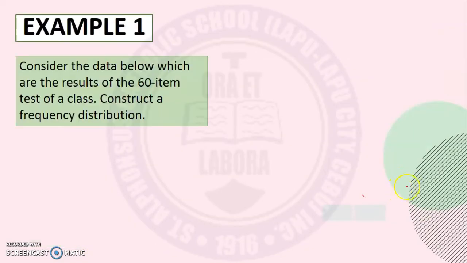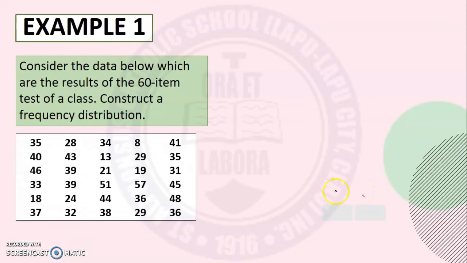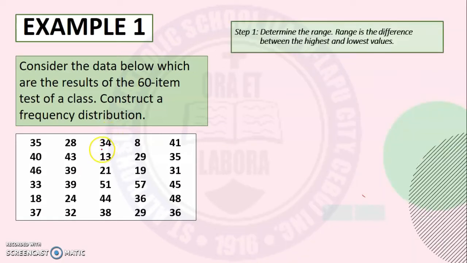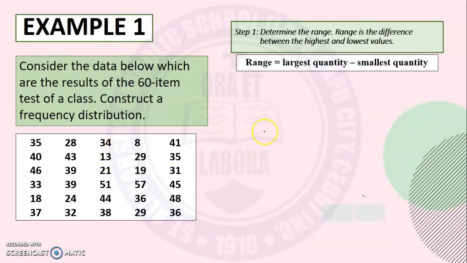Example number 1. Consider the data below, which are the results of the 60-item test of a class. Construct a frequency distribution table. So we have here the given set of data. And now let's proceed. Step 1. Determine the range. We all know that the formula for range is largest quantity minus smallest quantity.